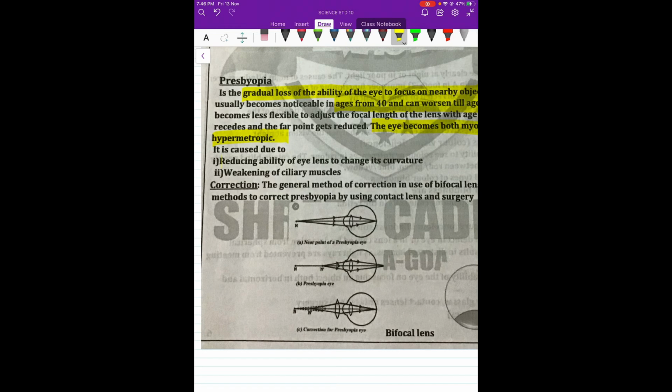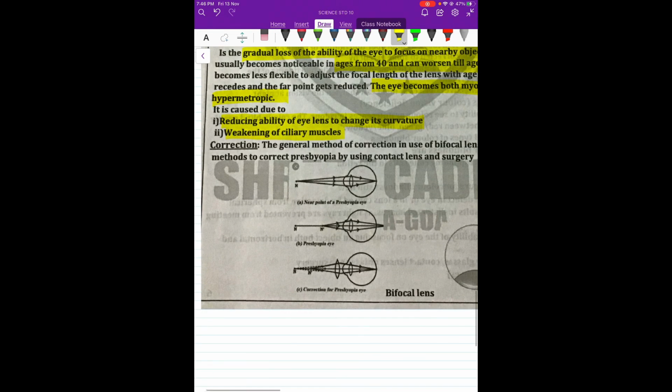So this is caused by the reduced ability of the eye lens to change its curvature. If we change its curvature, the focal length can be changed, things can be brought into focus and seen clearly. The second reason is weakening of the ciliary muscles. It is the ciliary muscles which adjust or vary the focal length of the lens, and if they weaken and lose power, it becomes difficult to adjust the focal length, due to which the person has difficulty in seeing.